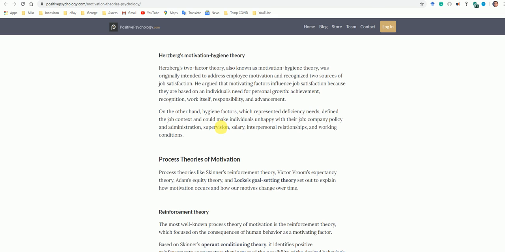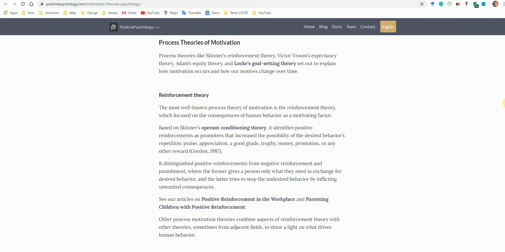So these are your given needs. It has to be there, like job defined, job context, right? Company policy, administration, supervision, they have to be there, because if it's not there, people will be unhappy, right? The working conditions should be there. So these are your OSHA needs, right? These are your occupational safety and health and everything that's needed there.